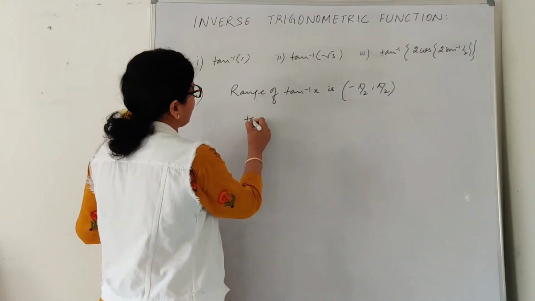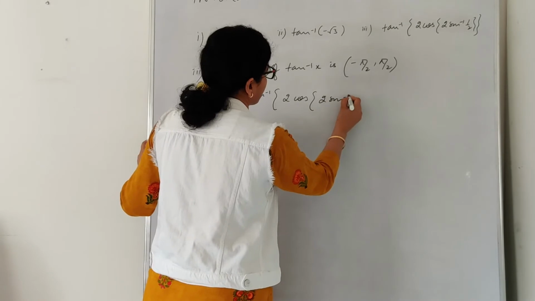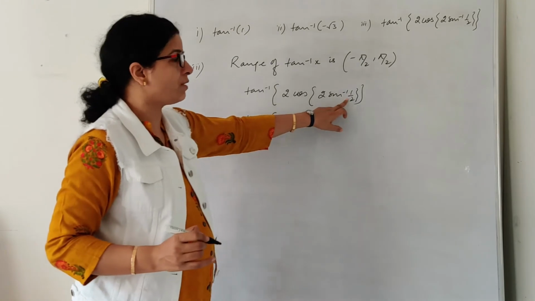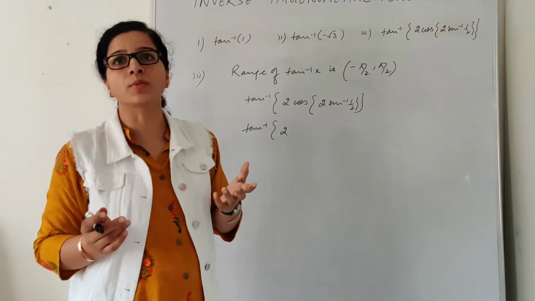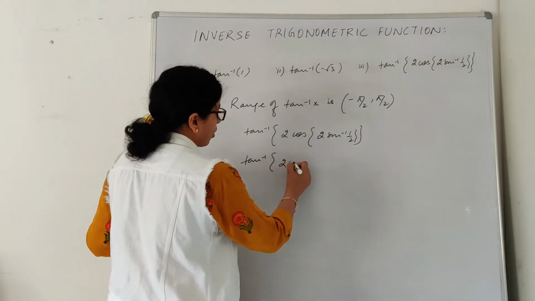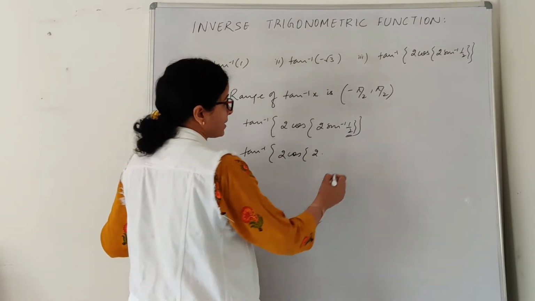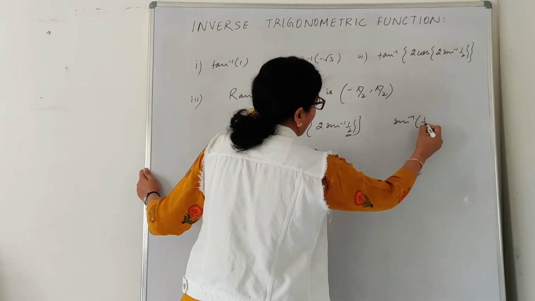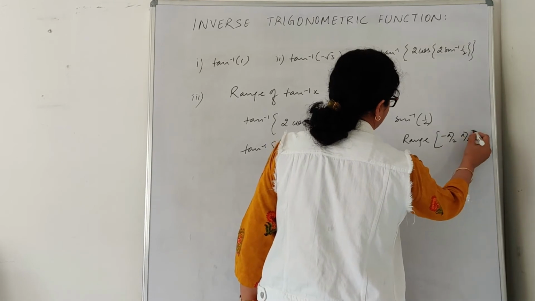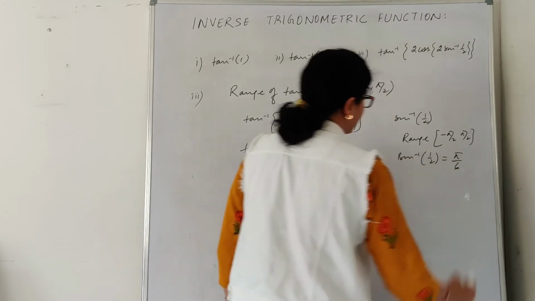So what is given? Tan inverse of 2 cos of 2 sine inverse 1 by 2, right? So now what is the value of sine inverse half? Just check the domain of sine inverse. What was the domain of the sine inverse? Closed interval minus pi by 2 to pi by 2, right? What is the range for sine inverse? Range is minus pi by 2, pi by 2. Okay, so sine inverse half will be equal to pi by 6.